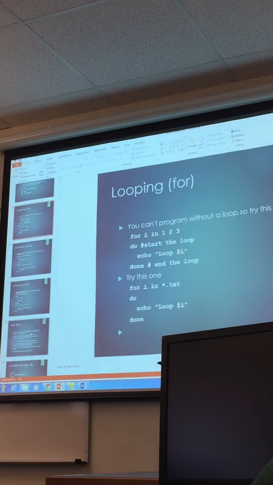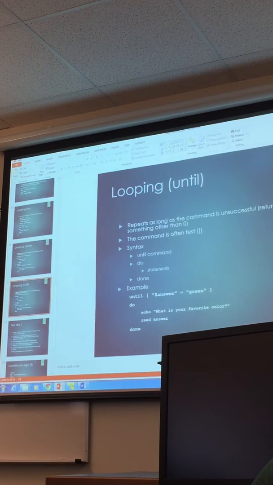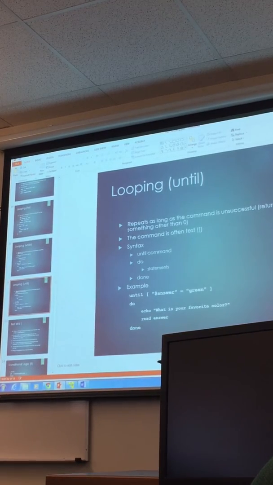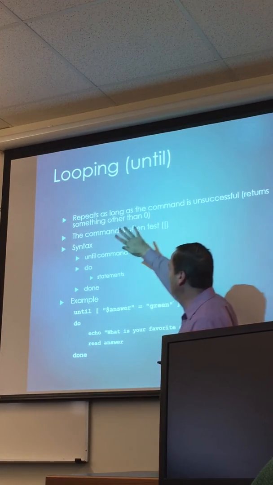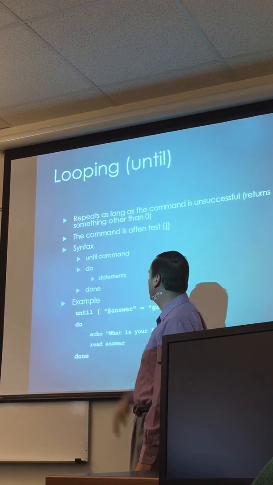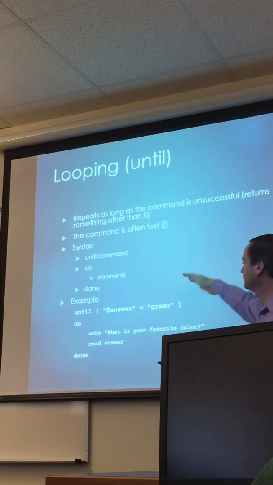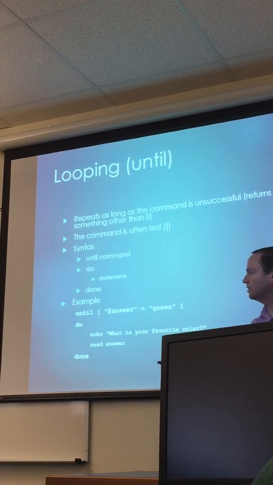Okay, so we've got the for loop. Now, the until loop, very similar to the for loop, but the until loop does it until a condition is reached. So, until this sort of thing happens, do this and be done. So until answer is green, what is your favorite color, and read the answer.